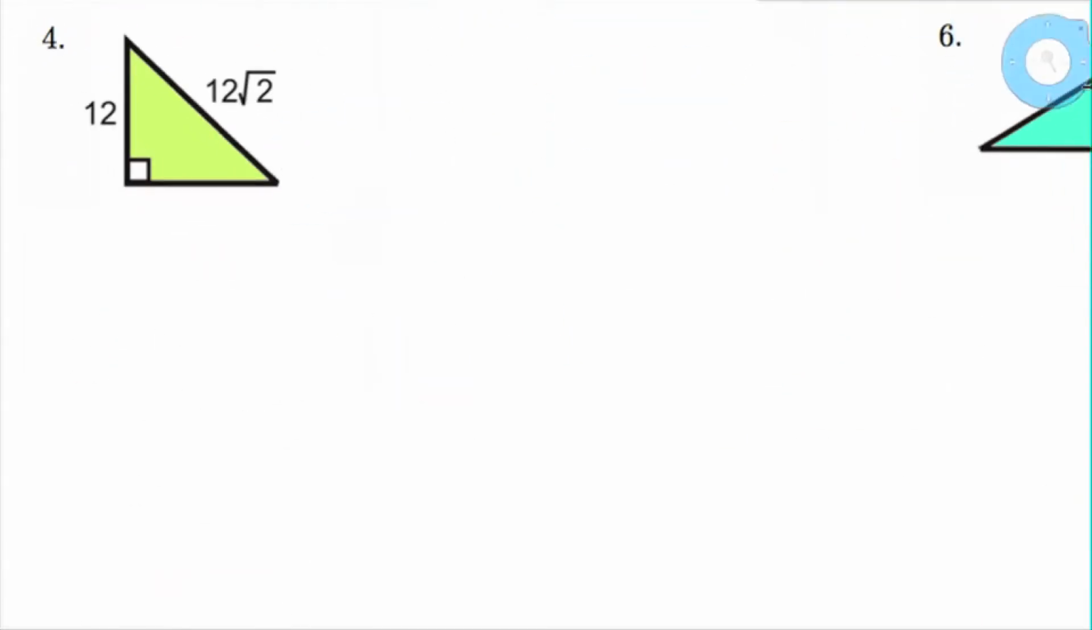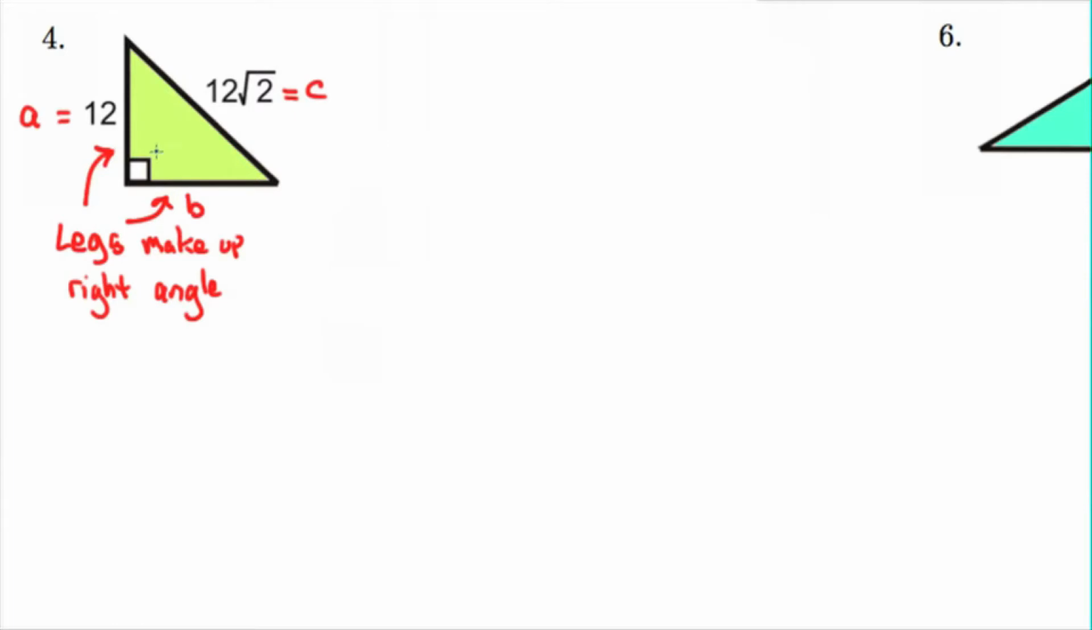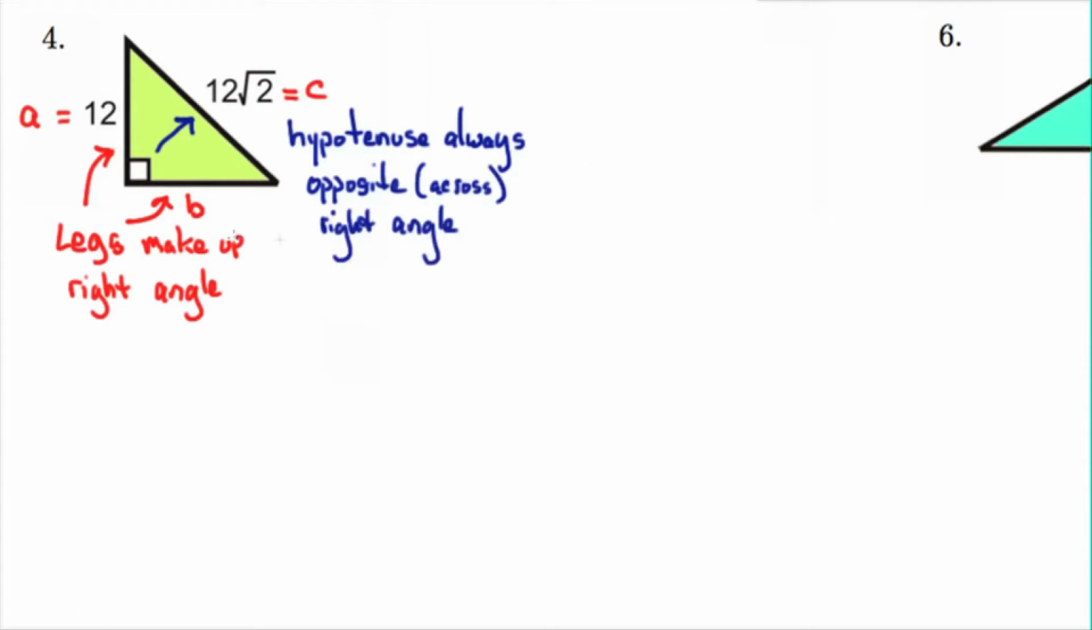Let's take a look at number 4. In this triangle, we know one of the legs, and we know the hypotenuse. So remember, the legs make up the right angle, whereas the hypotenuse always is opposite or across from the right angle. So I'm going to use a squared plus b squared equals c squared again. So I can substitute 12 for a. b I'm looking for. c is 12 root 2.